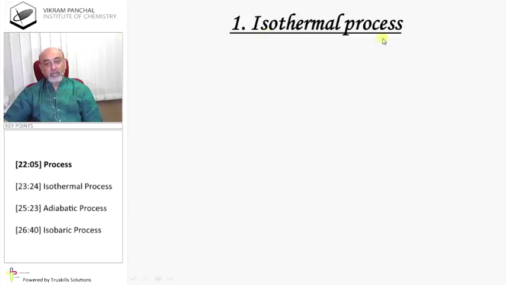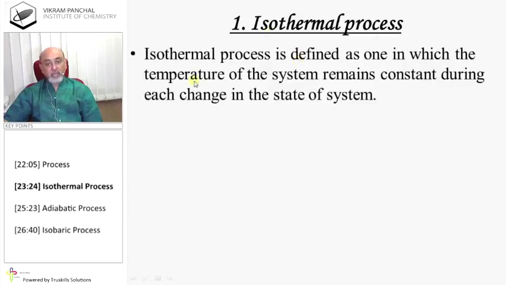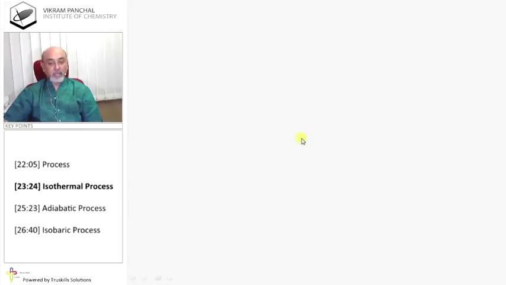First, isothermal process. An isothermal process is defined as one in which the temperature of the system remains constant during each change in the state of the system. That means delta T will be 0. So there is no change in the temperature. That is known as an isothermal process.